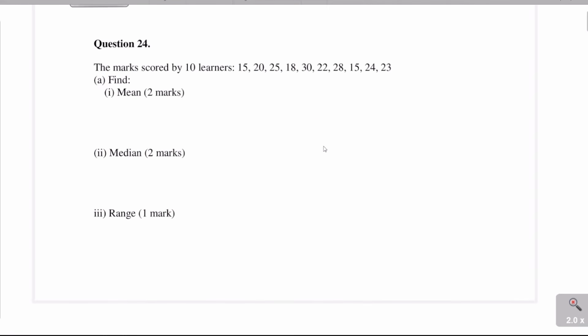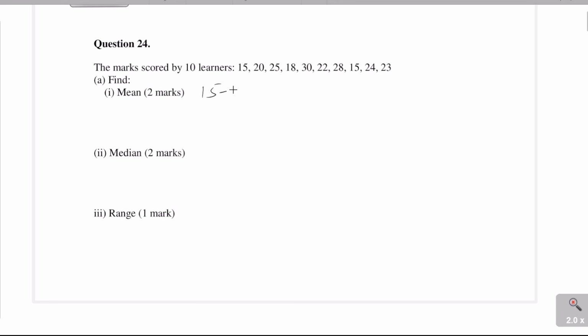Question 24. The marks scored by 10 learners are 15, 20, 25, 18, 30, 22, 28, 15, 24, 23. Find 1, the mean, 2, the median, and 3, the range. We start with the first one, the mean. How do you get the mean? Mean is also known as average. To get the mean, you add everything here, and then you divide by the number of learners.